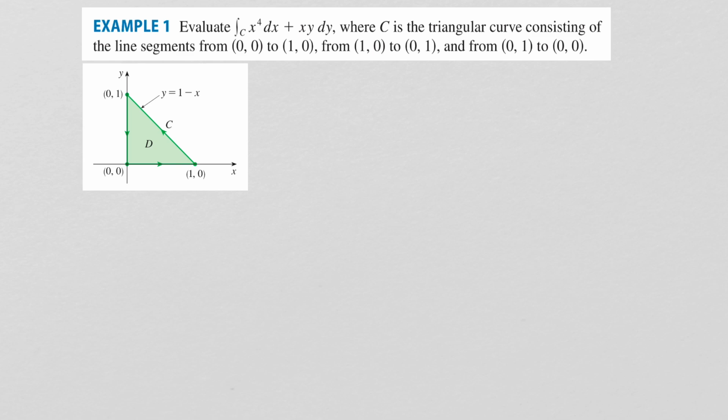We have the integral along the curve C of x to the fourth dx plus xy dy, where C is the triangular curve consisting of the line segments that connect the points (0, 0) to (1, 0), (1, 0) to (0, 1), and (0, 1) back to (0, 0). So we could integrate this without using Green's theorem. To do that, we would have to find a parameterization for each of these curves. Now, each of these parameterizations is pretty simple. I'm going to go ahead and write those down.